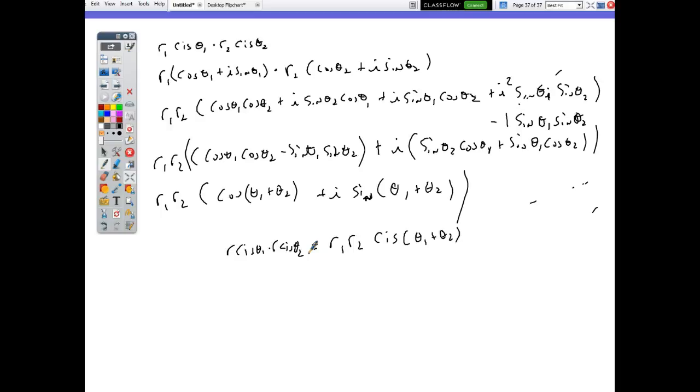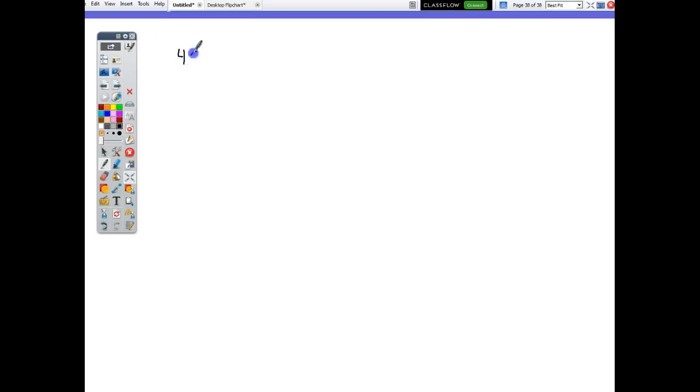So everybody take a look at the very first problem. Let's blow through it as fast as we possibly can. Go, try the first problem. I want it in polar form. It's 4 cis pi over 3 times 7 cis 2 pi over 3.